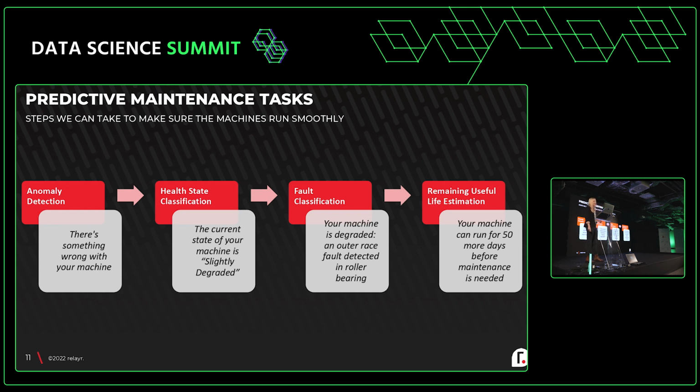So there's anomaly detection, and then you want to think, okay, but is it really bad? What's happening? Because you don't want to start a huge maintenance when the problem is minor. So there comes health state classification. Then you want to know what happened. So there's fault classification. You want to know what exactly happened with your machine.